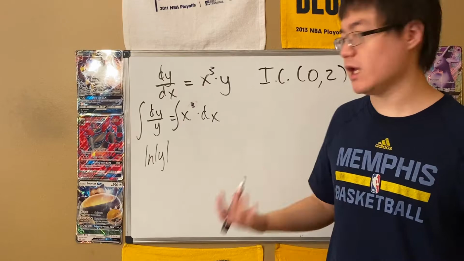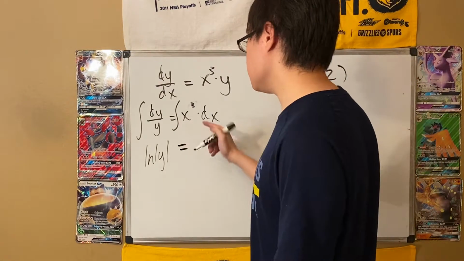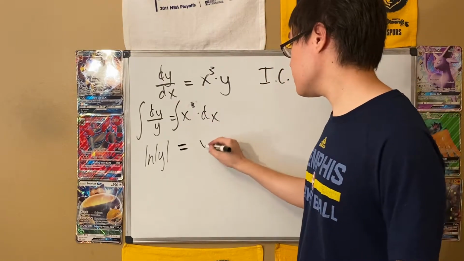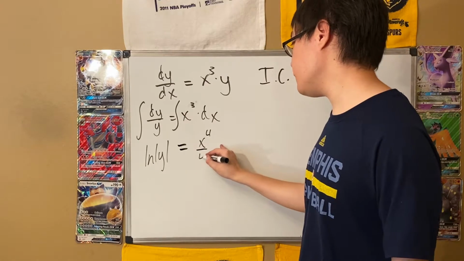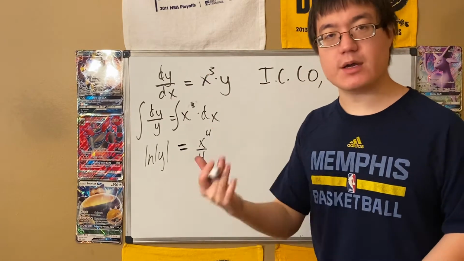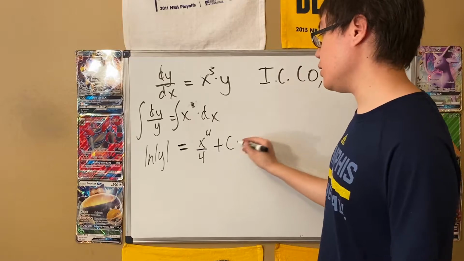That's the rule in the table. And then finally, this one is the power rule. So it's going to be x to the 4th over 4. Add 1 and divide by your new exponent. And then again, you remember your plus c.